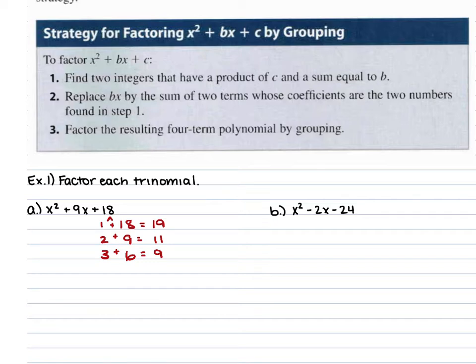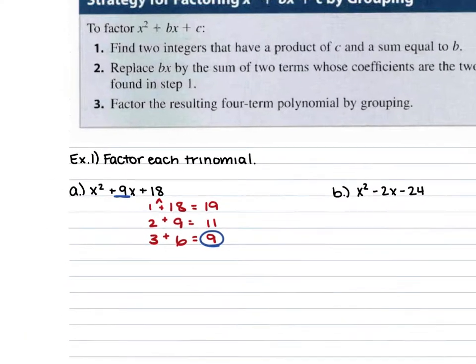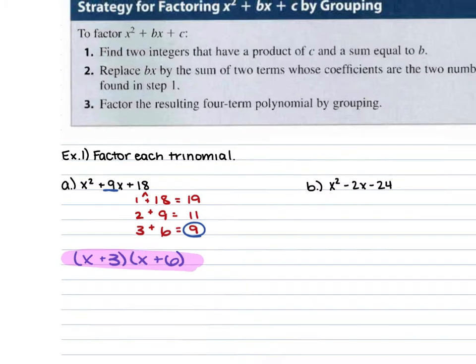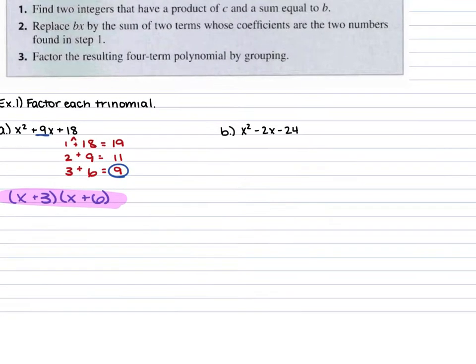We're looking for the one that gives us the same coefficient of that b term, so that 9 is our winner. So we're going to separate this to be x plus 3 times x plus 6. This will be our answer, and then we're done. With all of these, you can take your factored form and FOIL it out. If you did the x plus 3 times x plus 6, and you simplified it and got the x squared plus 9x plus 18, you know that your answer in factored form is correct.